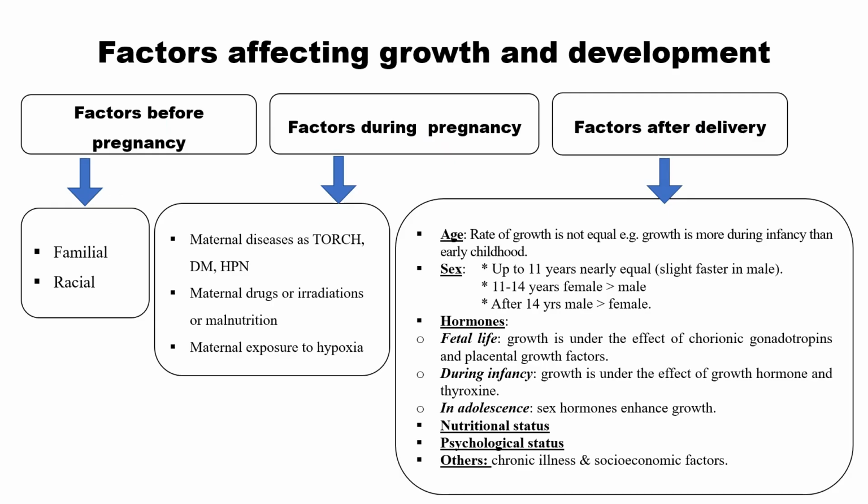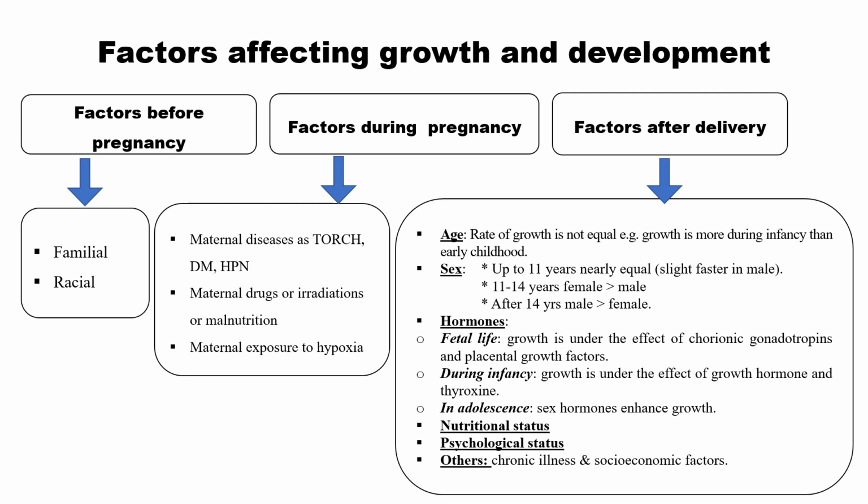So what are the factors affecting growth and development? We have different factors: factors before pregnancy, factors during pregnancy, and factors after delivery. Regarding the factors before pregnancy, we have familial factors and racial factors. For factors during pregnancy, we have maternal diseases like TORCH, diabetes, hypertension, maybe the mother receiving drugs or exposed to radiation, or having malnutrition, or exposure to hypoxia. All these are factors affecting growth during pregnancy.